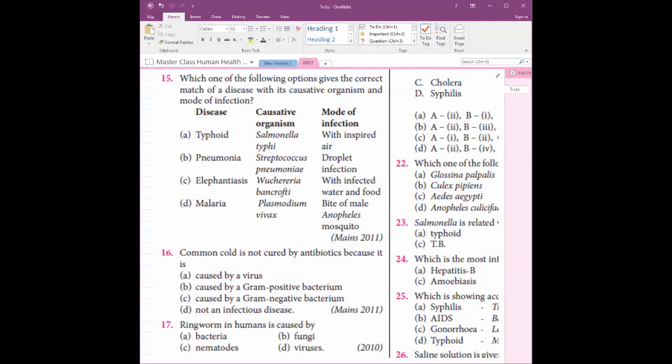Now, guys, there are two options which you may think are right. The first one, you may think this is malaria, because see, this is malaria, Plasmodium vivax, bite of the female Anopheles mosquito. Guys, remember what is here? This is male. So is this going to be the right answer? No, this is not the right answer. Who's the right answer out over here? Guys, the right answer is pneumonia: Streptococcus pneumoniae, and this is going to be by droplet infection. So guys, just be a little careful with this one.